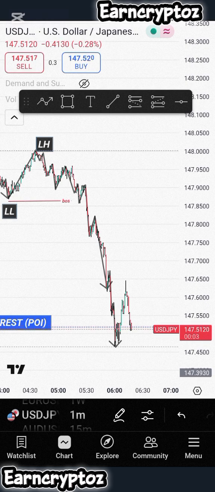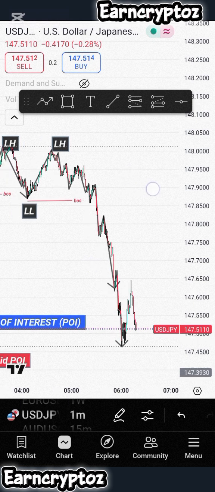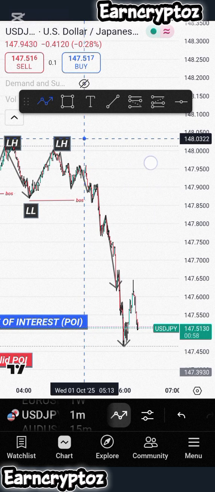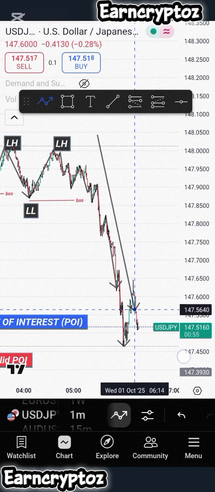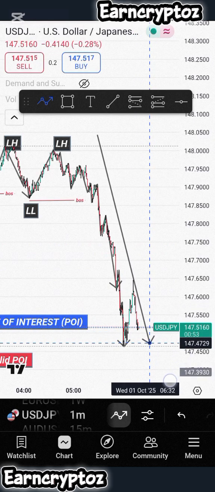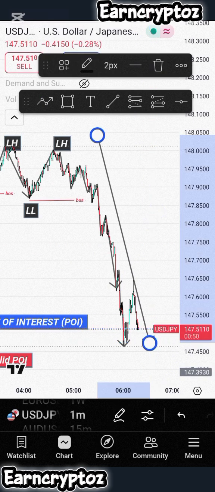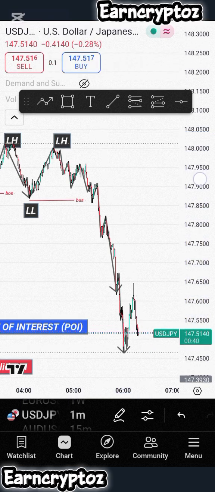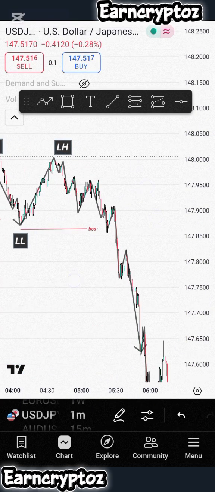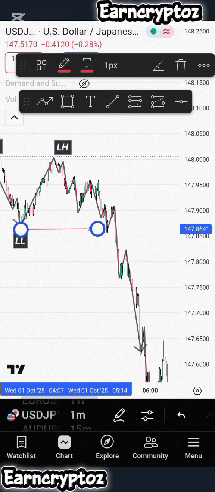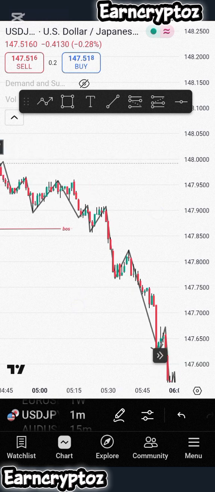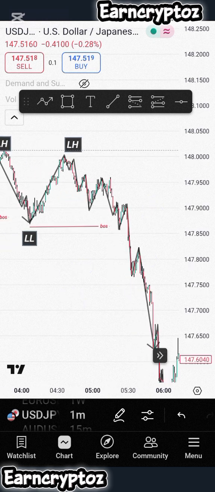Okay, so this is the last impulsive move right here, from this lower high to the bottom right here. So that's the last impulsive move. On this last impulsive move, that's where we're going to find our POI. So we'll start with the extreme. We'll go to the lower high region and check, we can already see that we have a break of structure.